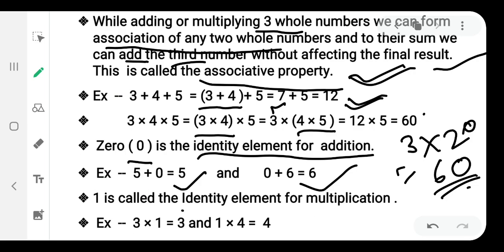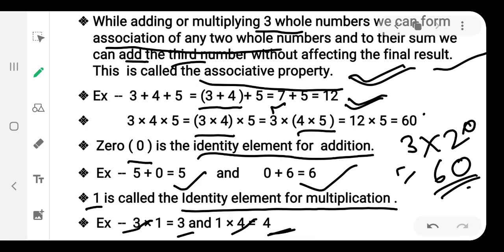1 is called the identity element for multiplication. That means on multiplying 1 to any number or any number to 1, we will get the same number in the answer. Like 3 multiplied with 1 is 3 and 1 multiplied with 4 is 4. So as you can see, the number is not changing in the answer. Whatever the number you are multiplying with 1, you will get the same number in the answer. So that is called the identity element.